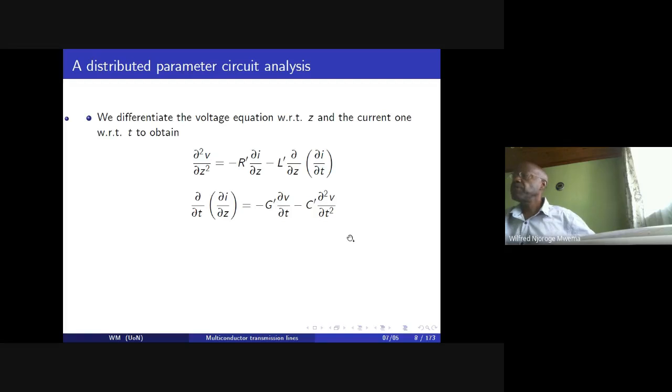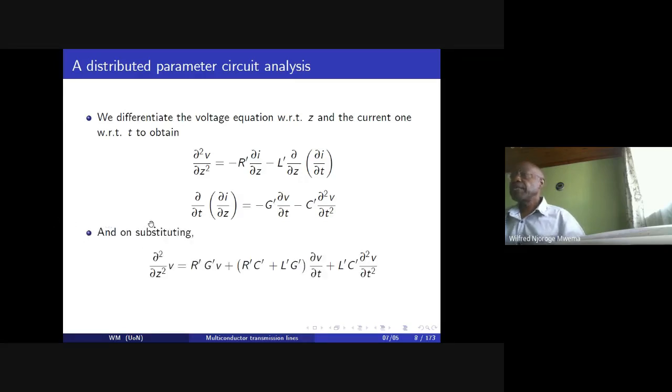Now, what we are going to do here is to assume that our transmission line is composed of linear media, and therefore the order of differentiation does not matter. That is, we can differentiate either with respect to z first, followed by differentiation with respect to time, or we could differentiate with respect to time and then with respect to z later. And these two results should not be different.